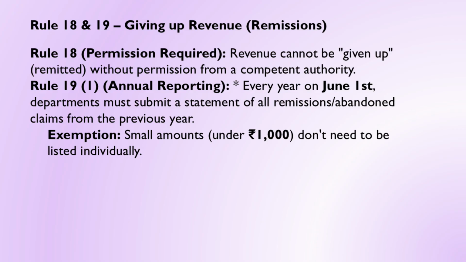Rule 18 and 19. Giving up revenue. Remission. Sometimes the government decides not to collect money. This is called a remission. Rule 18 says you cannot do this without the sanction of a competent authority. Rule 19 requires an annual report on June 1st. We don't need a list of every tiny amount under 1000 rupees, but we must report the larger amounts that we choose to abandon.